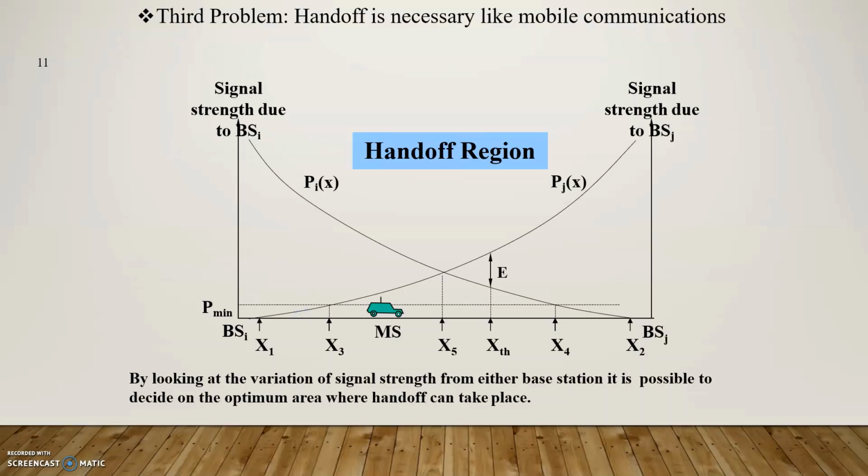The third problem is handoff. Handoff is necessary as in mobile communications. By looking at the variation of the signal strength from either base station, it is possible to decide on the optimum area where handoff can take place. The above is a small illustration showing the intersection of signal strengths and the possible location of a handoff region.